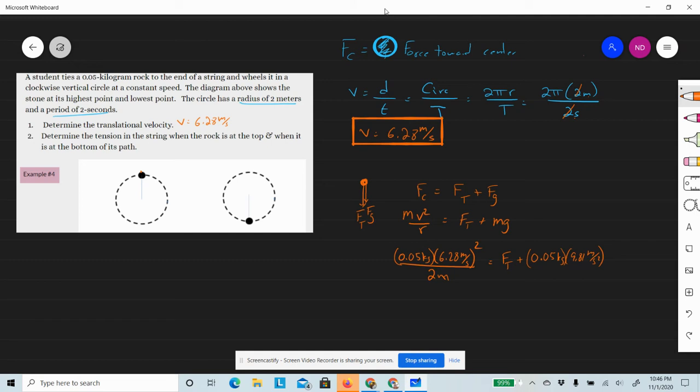So we do some arithmetic. 0.05 times 6.28 squared divided by 2. What do we get here? 0.98596. We'll call it basically 0.99 newtons, equals the force of tension plus 0.05 times 9.81, which is 0.49 newtons. All right, so to find the tension at the top, bring this over here. We're going to subtract 0.99 minus 0.49. The force of tension is 0.5 newtons. That's at the top.